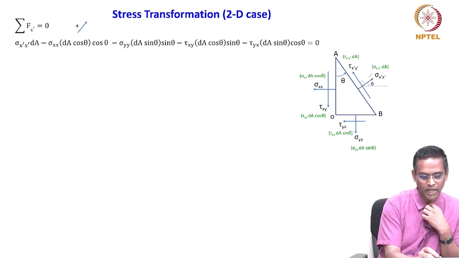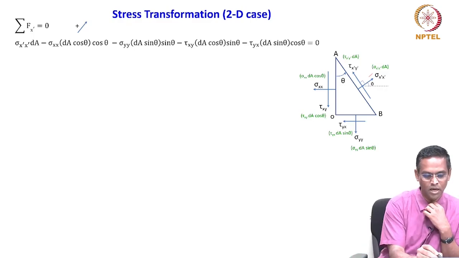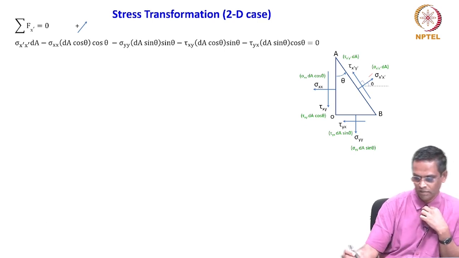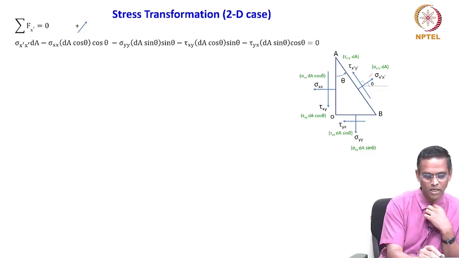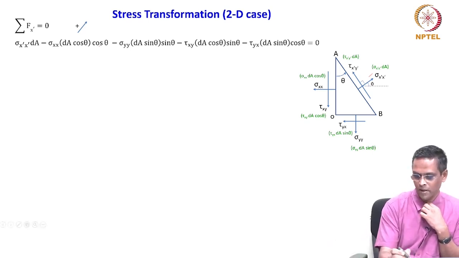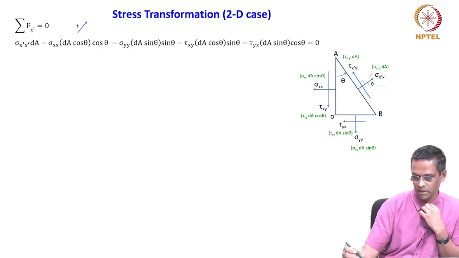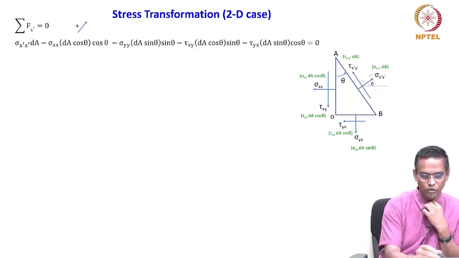So, this force is positive because we are looking at this direction. And minus sigma xx dA cos theta: the projection of this is vertical, and this force is negative because of the direction, so a negative sign. Stress into area is a force, but this additional cos theta comes because of the orientation, and we have to take care of that. Then minus sigma yy dA sin theta, again negative because of this orientation, and minus tau xy dA cos theta, and minus tau yx dA sin theta cos theta.